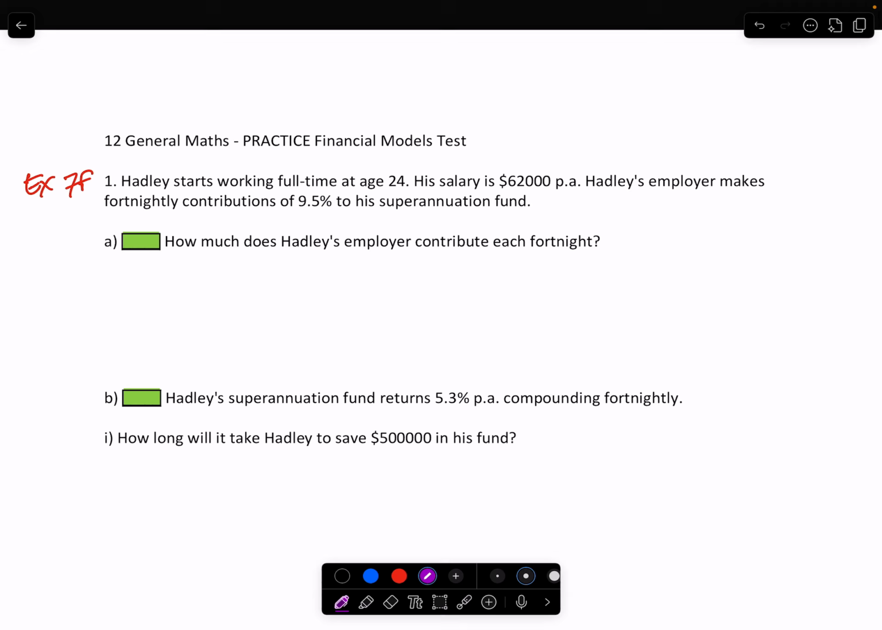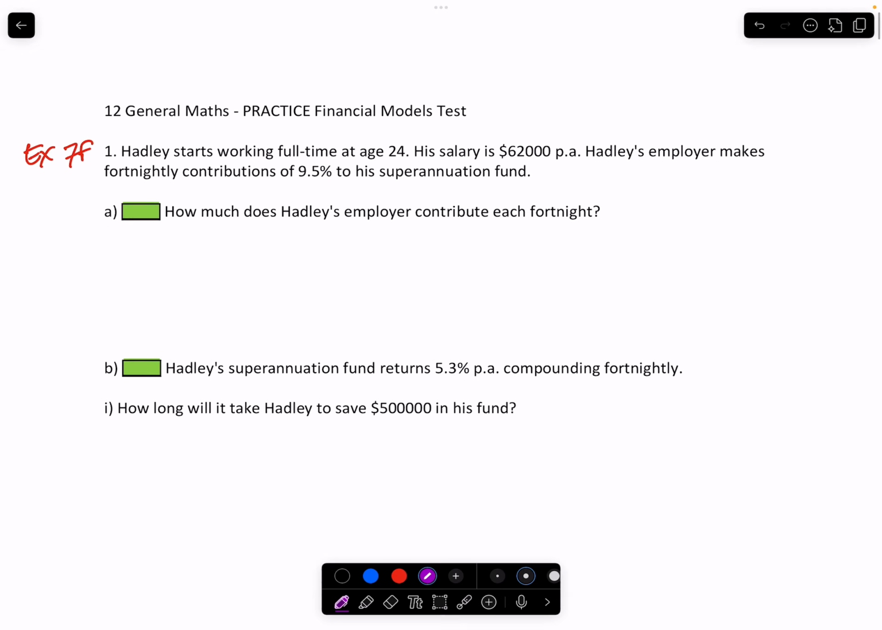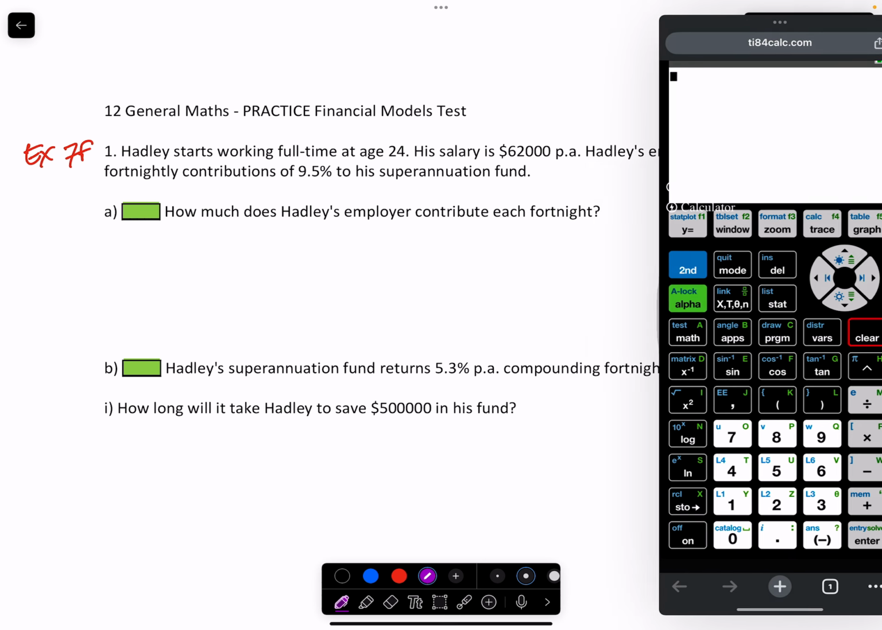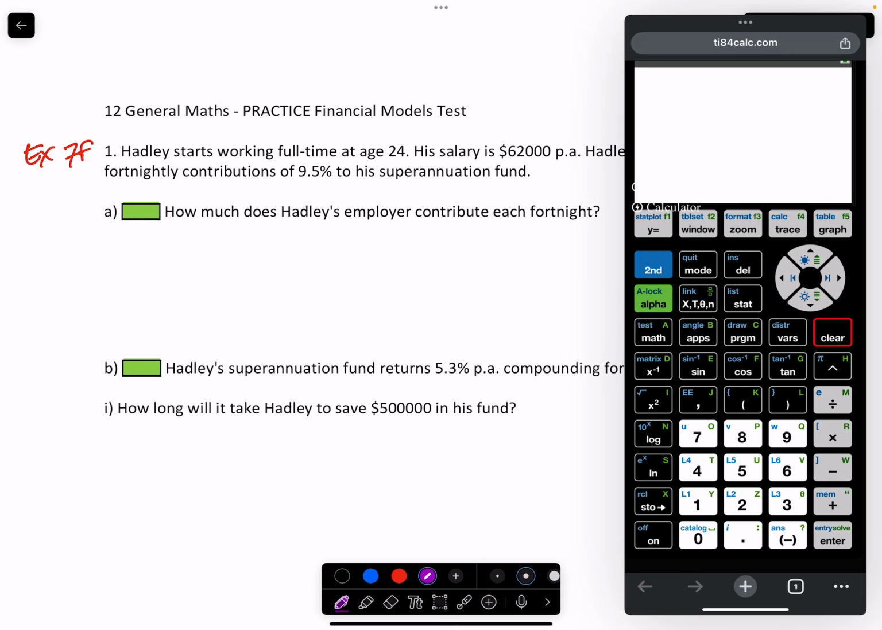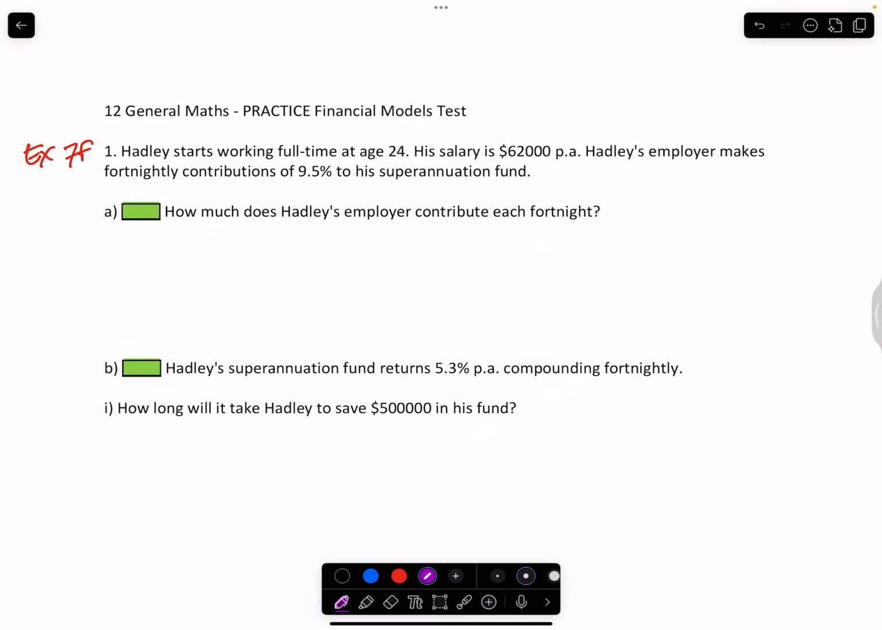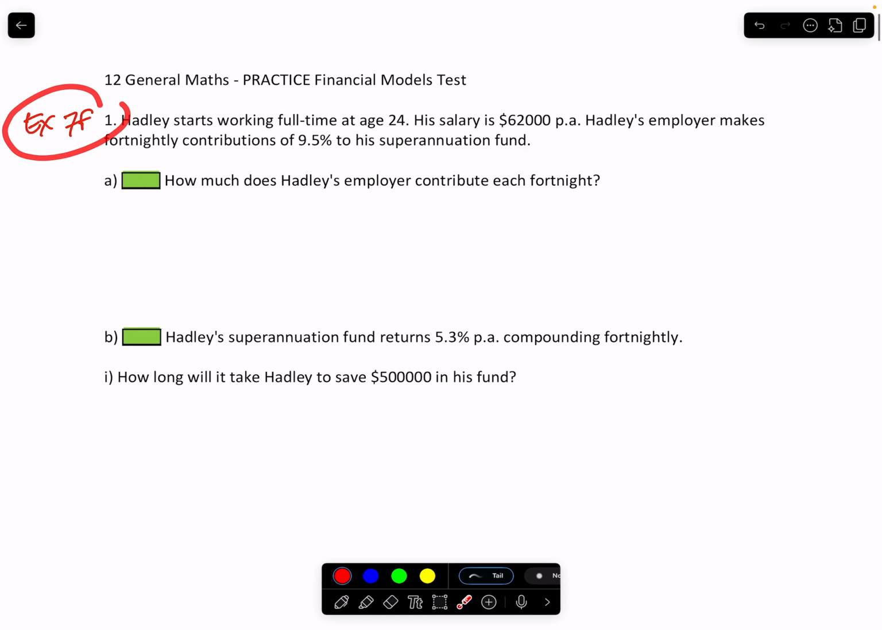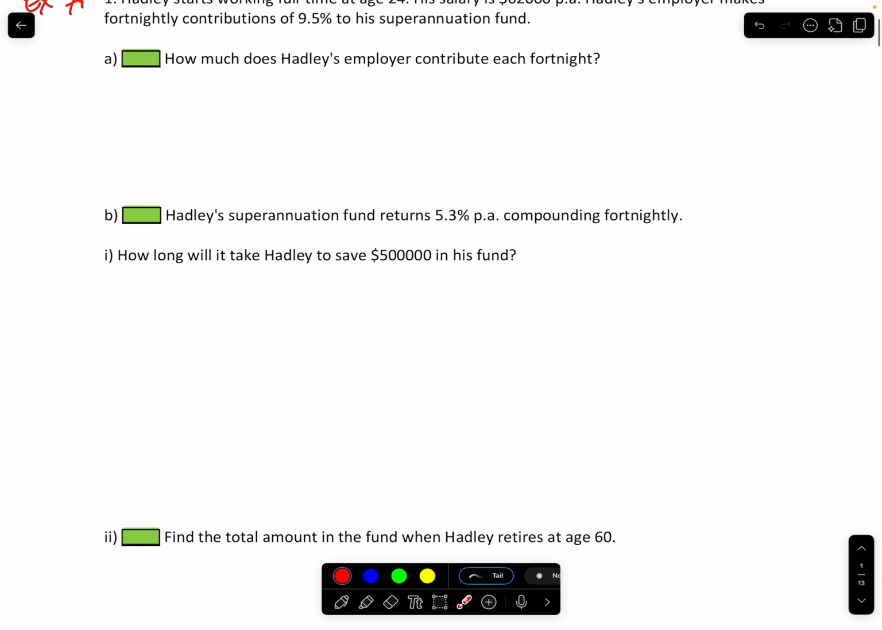Okay, so I'll be explaining how to do the thinking as we go, as well as answering the questions, and hopefully you'll see that it's entirely possible if you've been doing what you've been asked to do. So, this one is a superannuation question, so it's exercise 7F. It wasn't a DI option, you were just asked to do the timeline work.